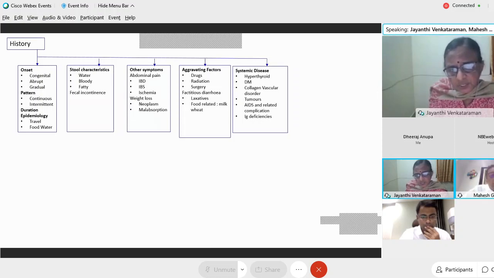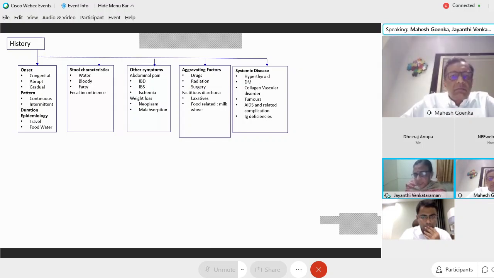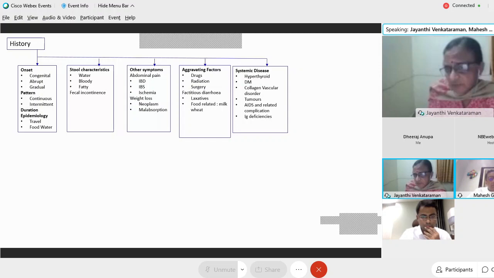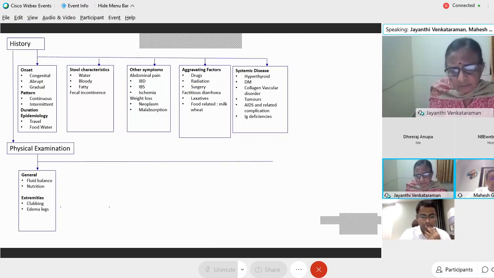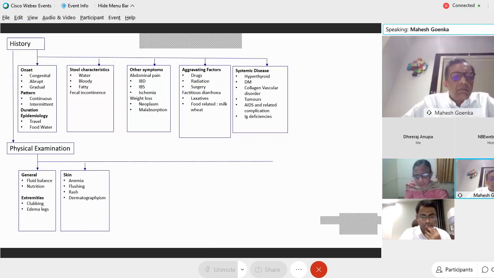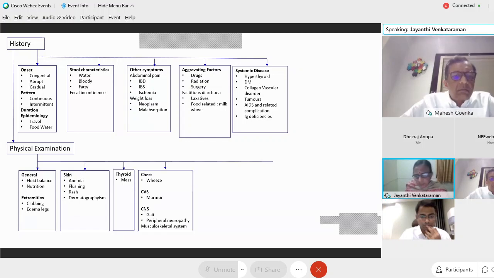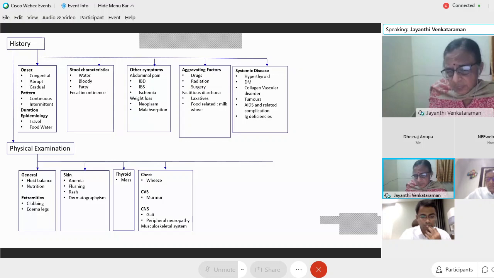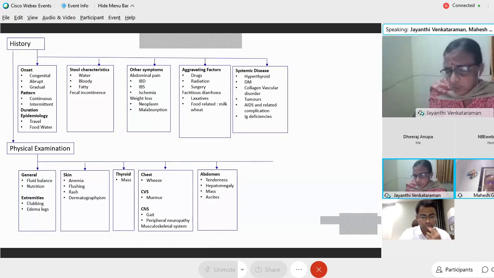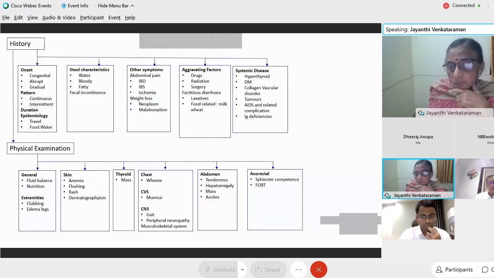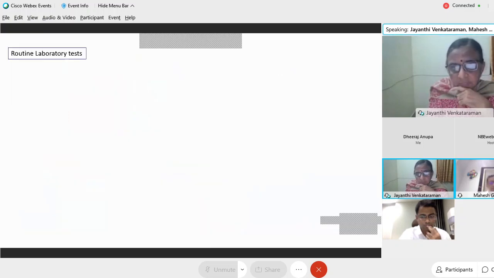Onset, pattern, duration, stool characteristics. Always include other symptoms. Include aggravating factors. Never ever miss systemic disorders. Physical examination: see that you don't miss nutritional deficiency. Thyroid, very important. Go through all the systems, cardiovascular, respiratory, and the CNS. Abdomen, look for disseminated tuberculosis or any other. Always look for a mass, ascites, and tenderness. Anorectal examination is very important.